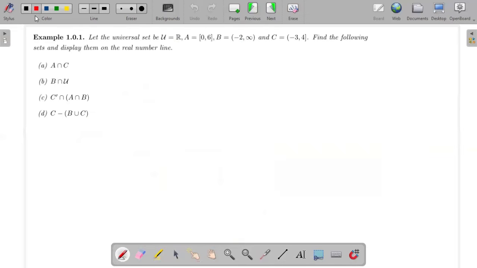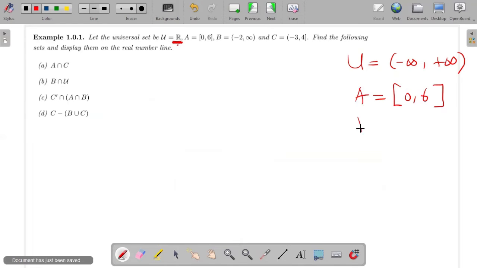All right, so this question says, example 1.01, let the universal set U be a set of real numbers. So meaning that our universal set U is actually from minus infinity all the way to positive infinity because they've said real numbers. Okay, and then let set A be equal to 0 all the way to 6. Set B, let it be from minus 2 to positive infinity.